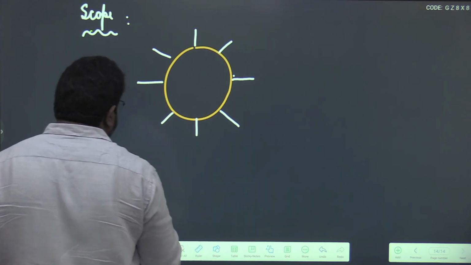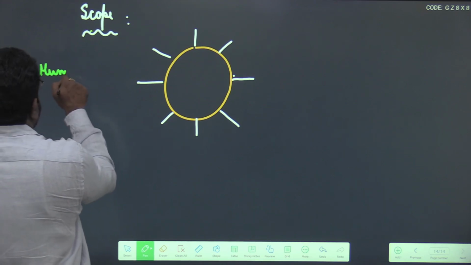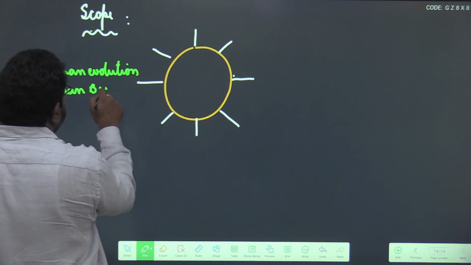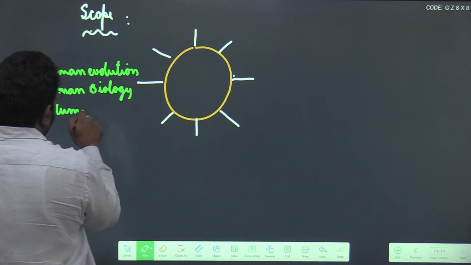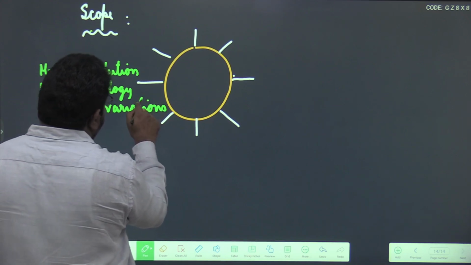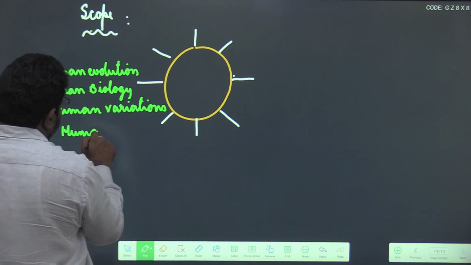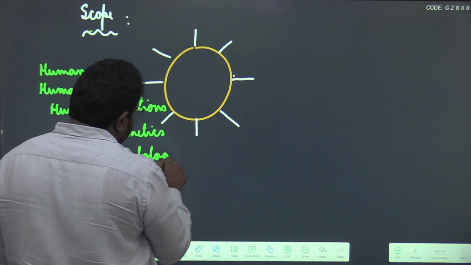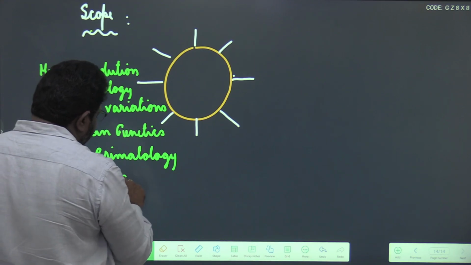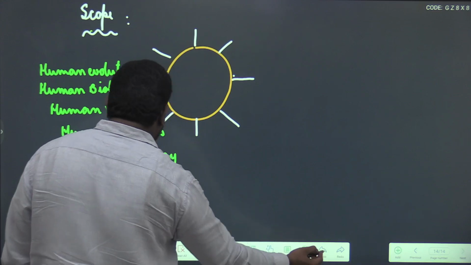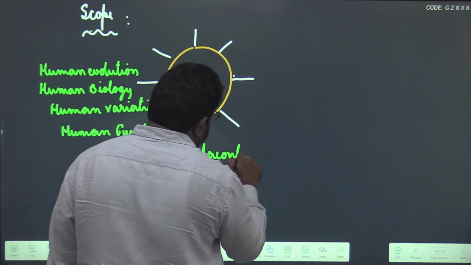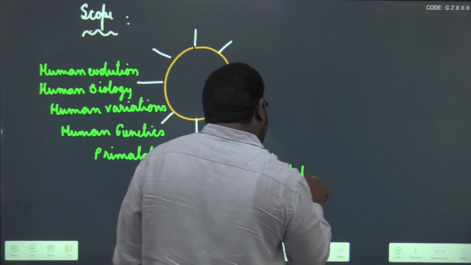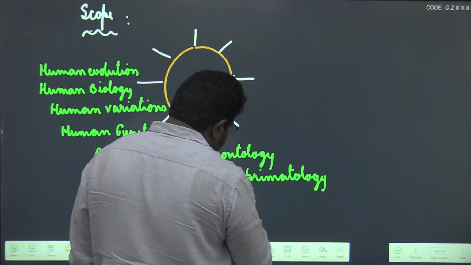So what are the different areas of study? Maybe you study human evolution, you study human biology, you study human variations, then you study human genetics, you study primatology. In primatology in general, you study primatology, then we can study paleontology. In paleontology in general, you study paleoprimatology. You study paleoanthropology.